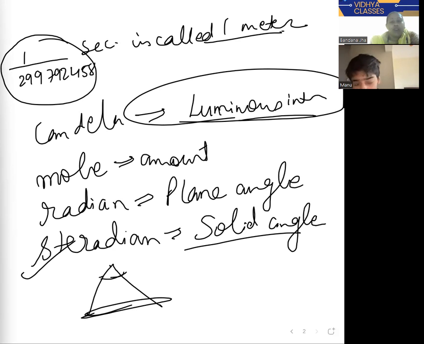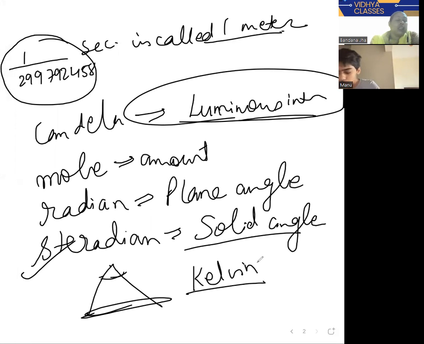Kelvin is for what? It's for weight, I think. We did it last time. Kelvin is for temperature. Yes, that's why I'm saying. You have seen in thermometers also, Kelvin is there, Celsius is there.